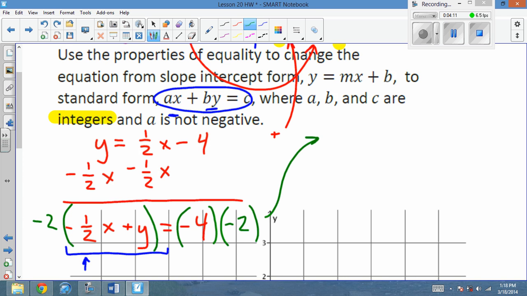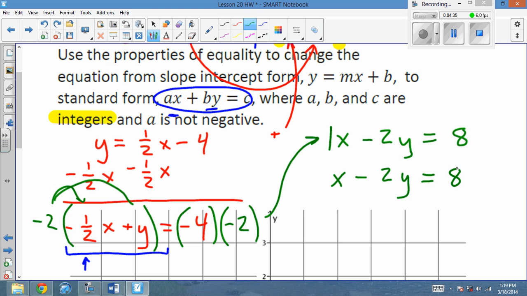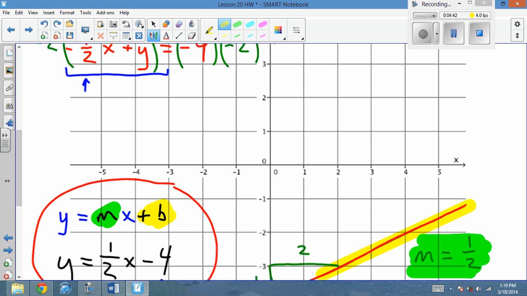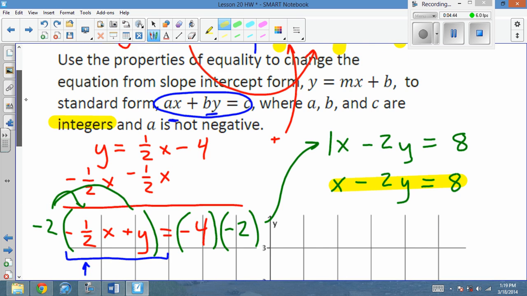When I do this, I'll distribute. -2 times -1/2 is a positive 1x. A -2 times a positive y is a minus 2y. And -2 times a -4 is a positive 8. So the equation I end up with is x minus 2y equals 8. This equation right here is also the equation of the given line in our graph. Two separate ways to write the equation of a line.